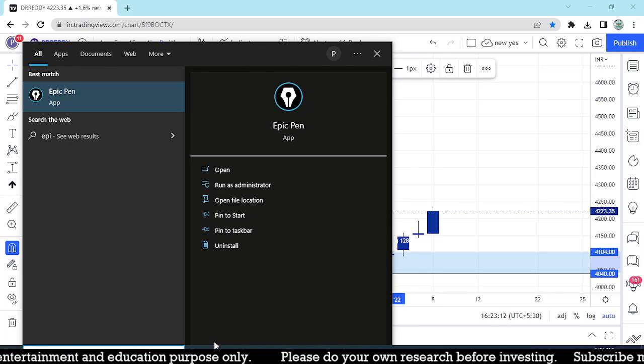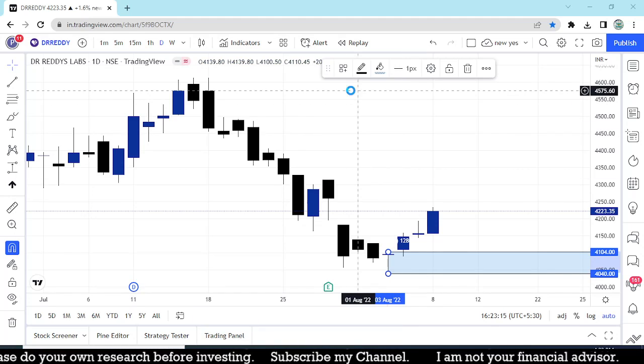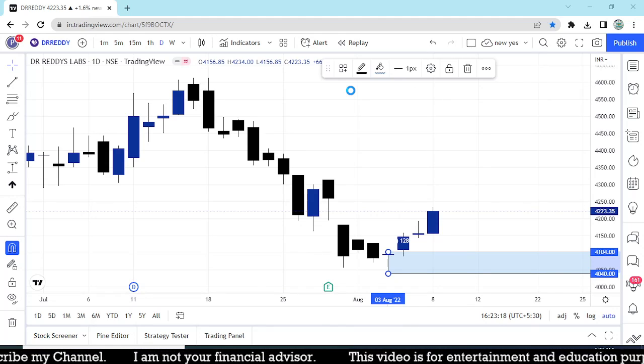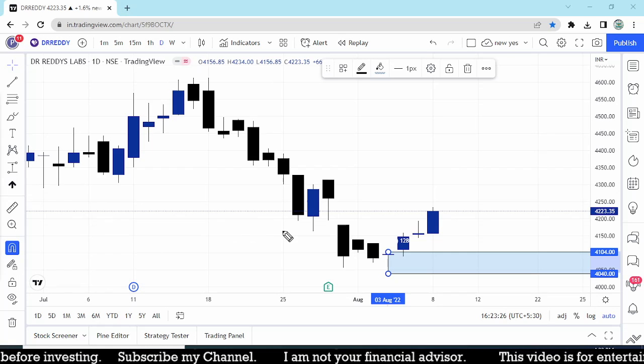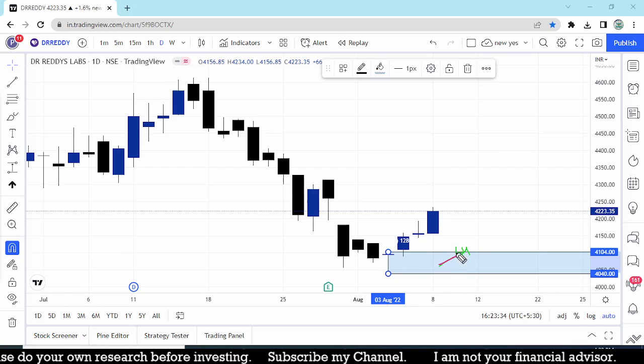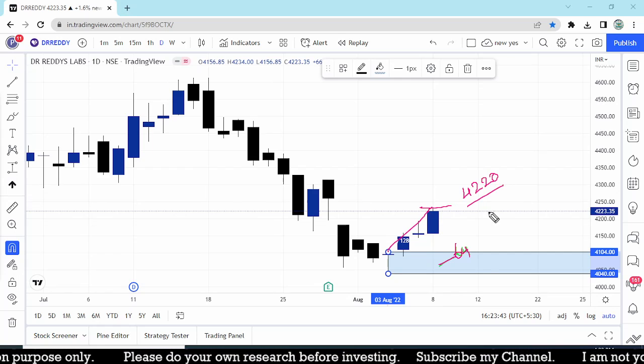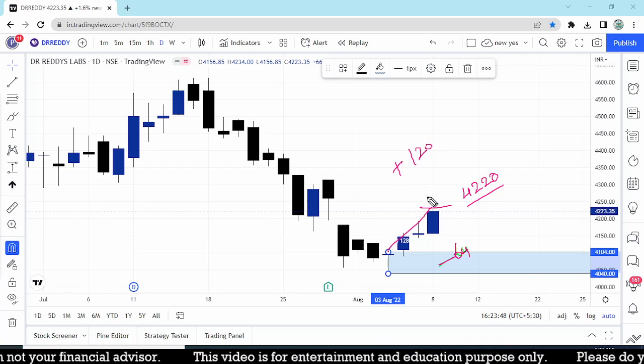4,104 is the entry, and the stop loss should be 4,040. So we have taken around 64 rupees as a risk on this particular trade. Within 3 days it zoomed to 4,220, somewhere around plus 120 points. 120 points of profit from that entry point. That is a 1:2 risk reward ratio.